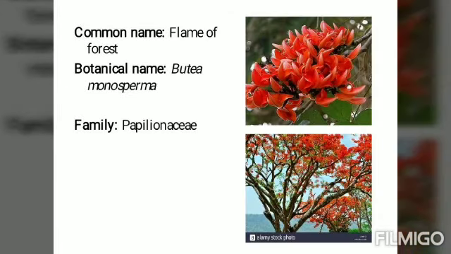Now we'll come to this slide, and here you can see from the picture, okay, that it is orange flame color. So the common name is flame of forest. इसको flame of forest बोला जाता है और इसका जो botanical name है वो है Butea monosperma. Okay, Butea monosperma, flame of the forest. और इसका जो family है वो है Fabaceae या फिर Papilionaceae. Okay, Papilionaceae और Fabaceae.